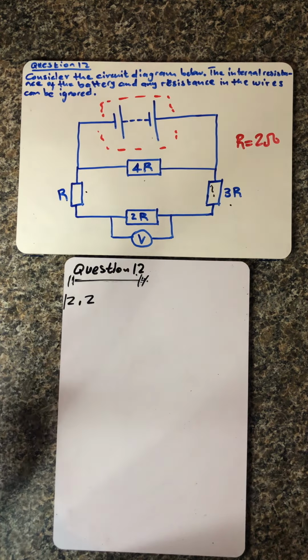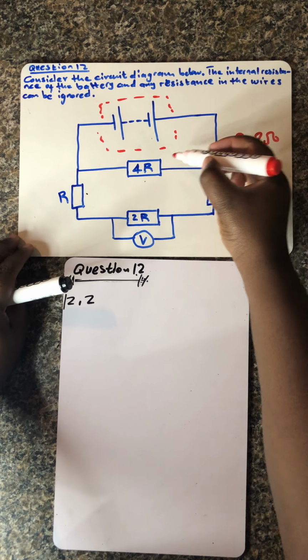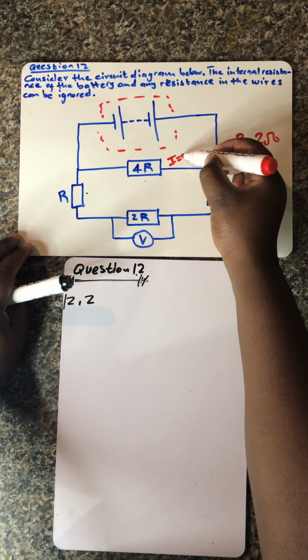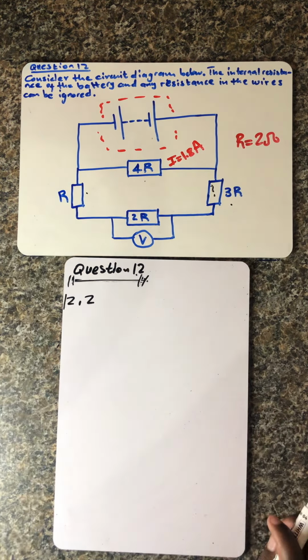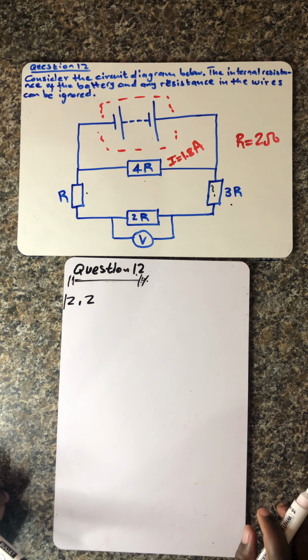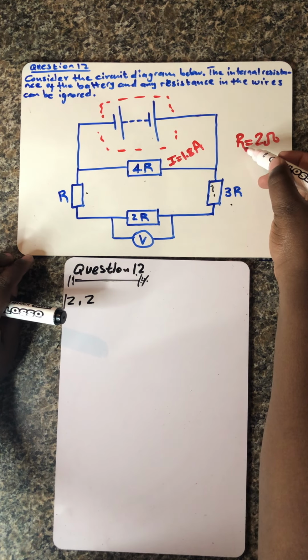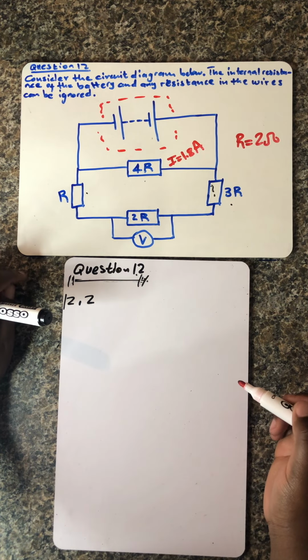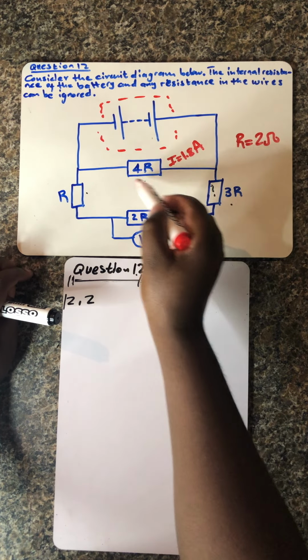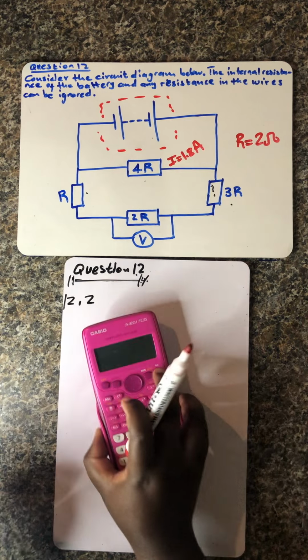So guys, what they are saying is the current flowing there is 1.8 amperes. Very much important, ladies and gentlemen. So remember, R is equals to 2 ohms. So that means the resistance there, can we just quickly do it, guys?